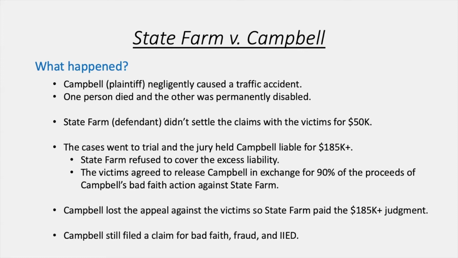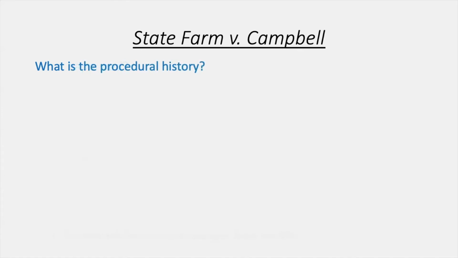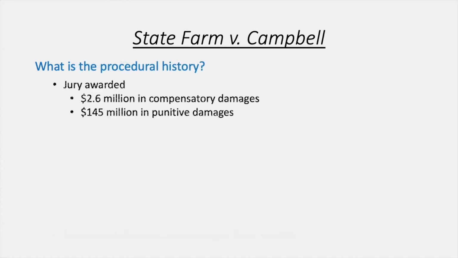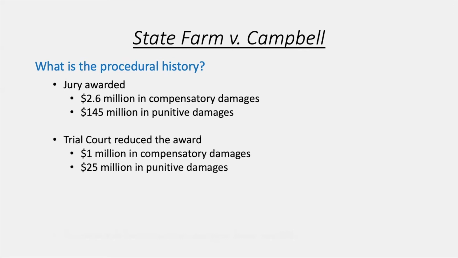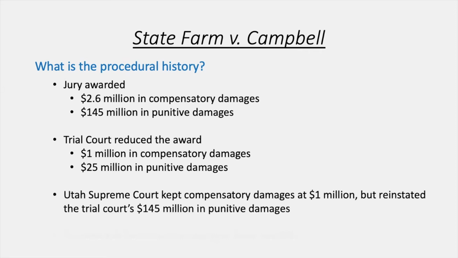And so how does this work procedurally? What was going on that makes this a punitive damage case? Well, the jury in the first case against State Farm awarded $2.6 million in compensatory damages and $145 million in punitive damages. The trial court reduced the award to $1 million in compensatory damages and $25 million in punitive damages. And then the Utah Supreme Court kept the compensatory damages at $1 million, but reinstated the $145 million in punitive damages.